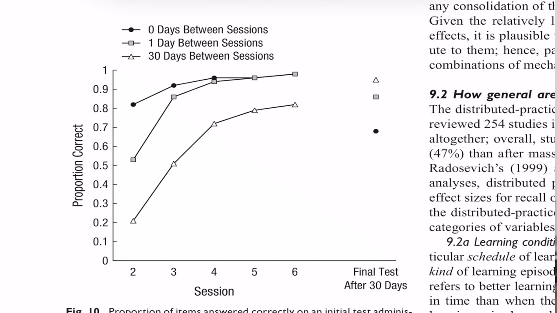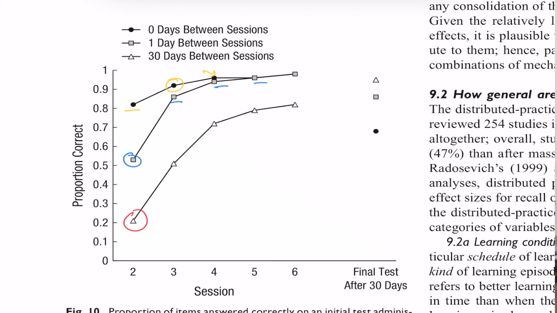In the immediate gap or zero spacing condition, the students could immediately remember everything that they had initially learned by the end of 6 sessions. The same was true in the 1 day spacing session also. Initially, students had a lower correct proportion, but over time, over the different sessions, it increased.